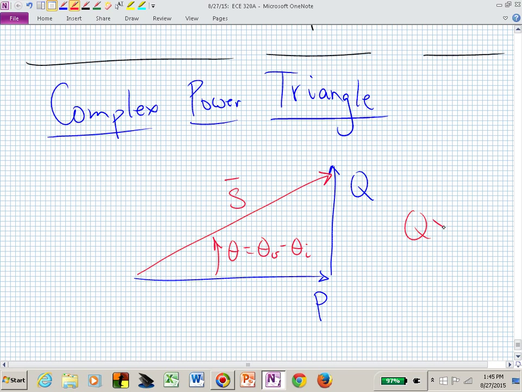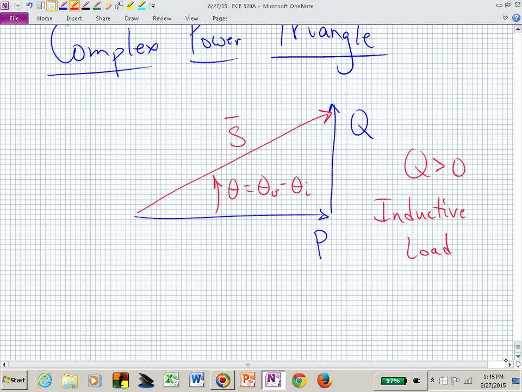And with Q greater than 0, what kind of a load do we have? Somebody just sketched that complex power triangle and gave it to you and said, tell me, is my load capacitive, real, or inductive? It's inductive because Q is positive. So this is an inductive load just from looking at that sketch of the power triangle.